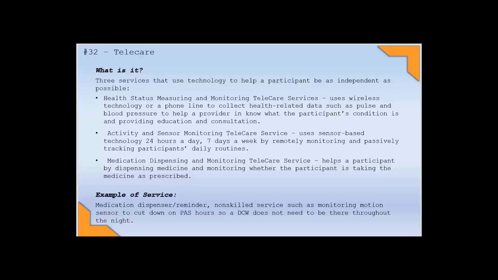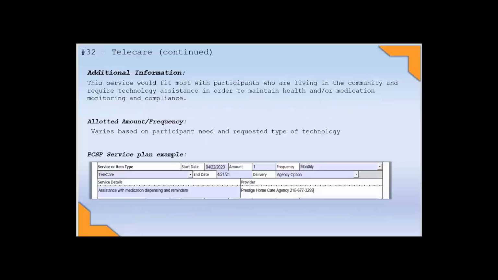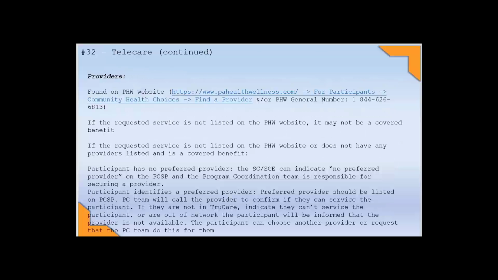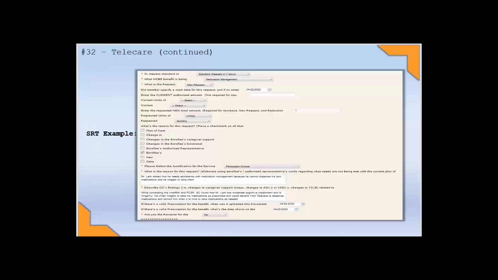So an example, which is kind of summarized in the what is it section, is a medication dispenser or reminder, which would alert a participant, hey, it's time to take your medications, if they may have an issue with remembering that. Also, monitoring motion sensor to cut down on PAS hours, so a direct care worker does not necessarily need to be there throughout the night because we have these motion sensors that can be monitored. All right, same about your provider information here, SRT example.